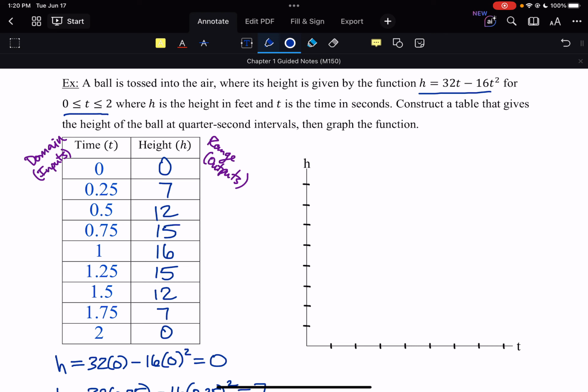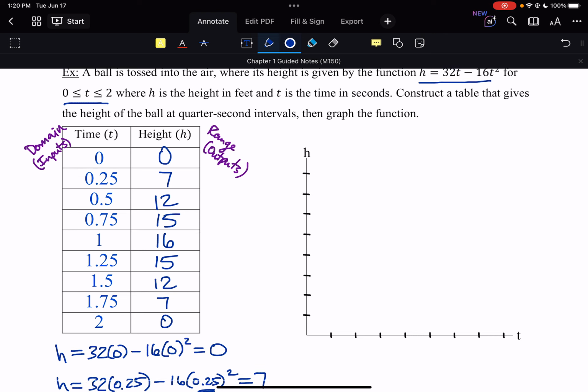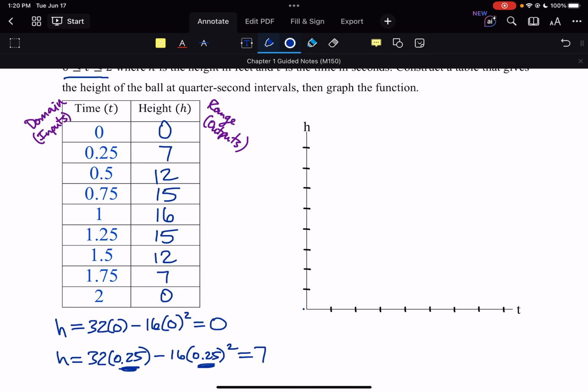So let's go ahead and set this up here. So we're going to have our quarter-second intervals down here.